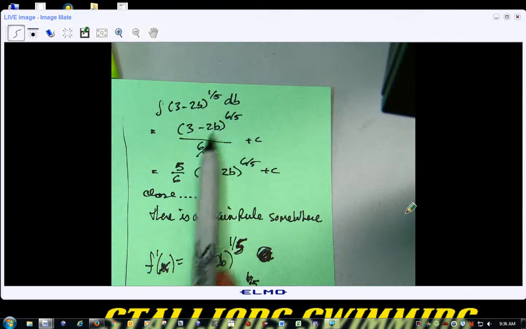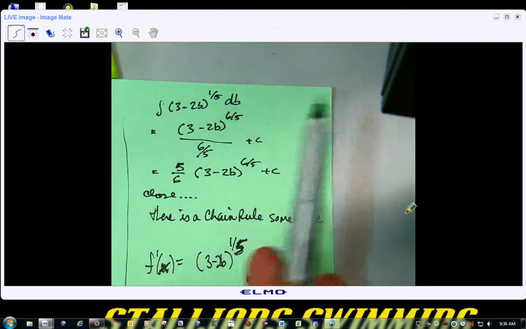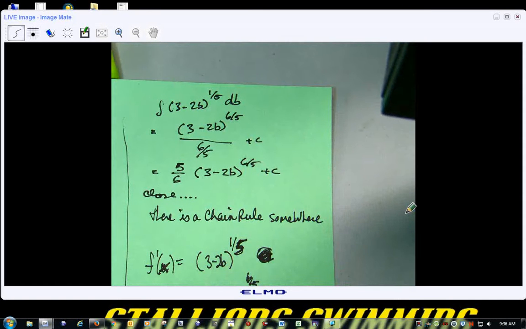I like that part. You guys saw that? It's like saying if it was x to the 1/5, it would end up being x to the 6/5 divided by 6/5. All right. But now when it's a little bit more than x, we have to go back and take a look at what's going on in this case.